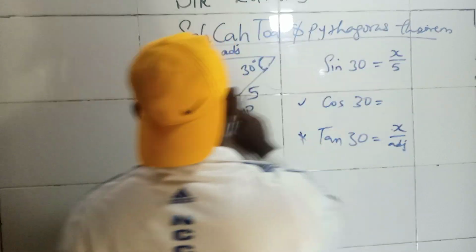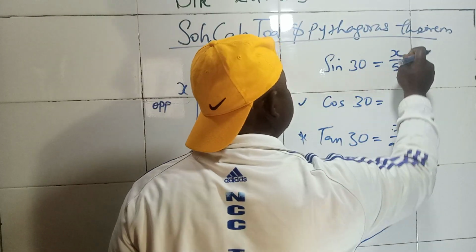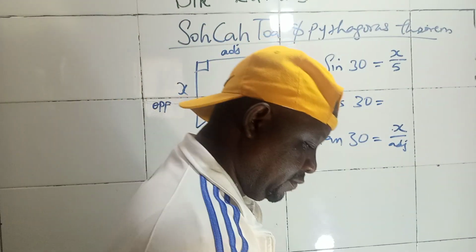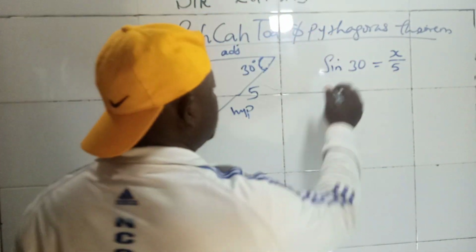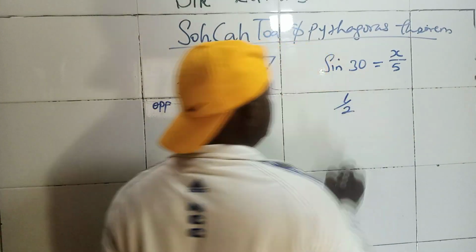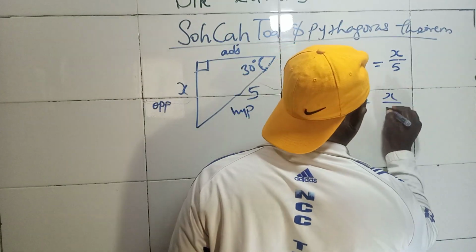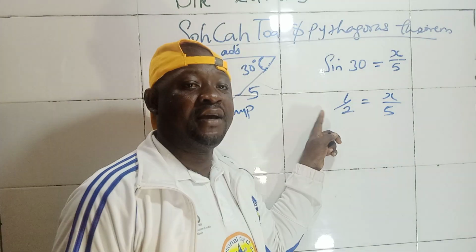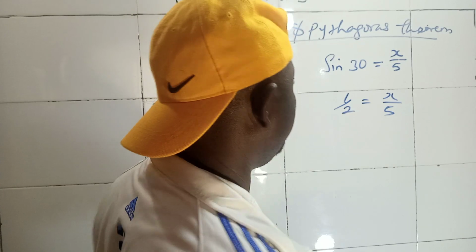But here, what you want to find is x. So you have sin 30 equals x all over 5. So by the time you do this, sin 30 is 0.5 or half. If you are solving this, you don't need to write 0.5, just write half is equal to x all over 5. I will teach us how they derive this half from that equilateral triangle. Please don't miss that video, ensure that you watch it.